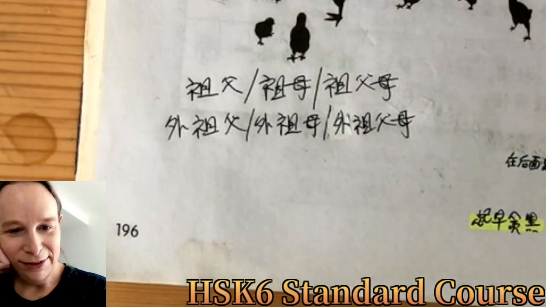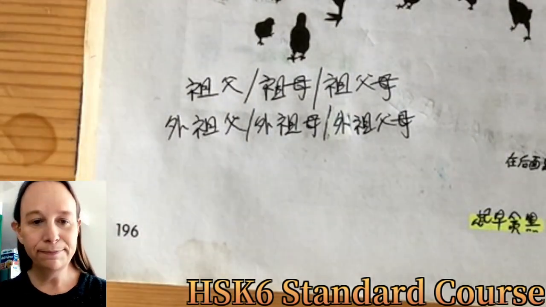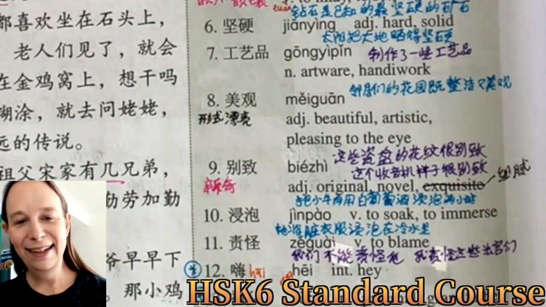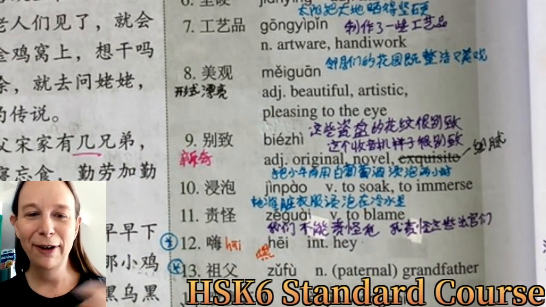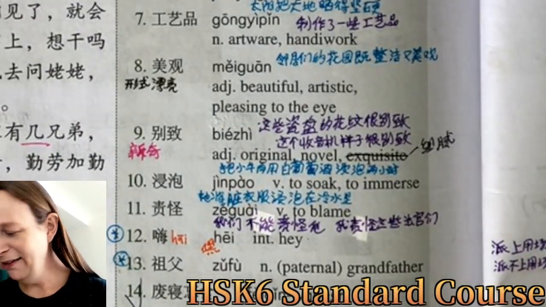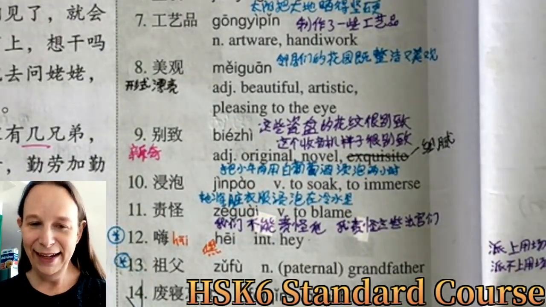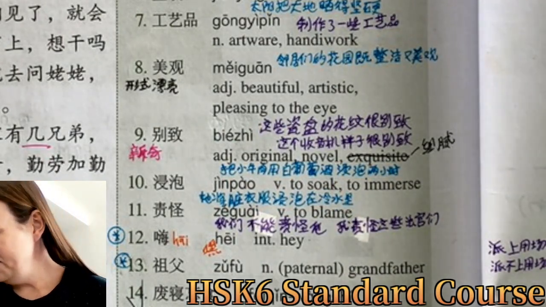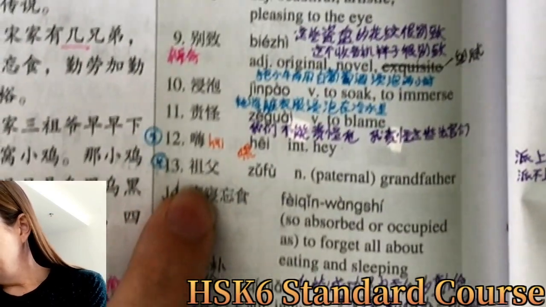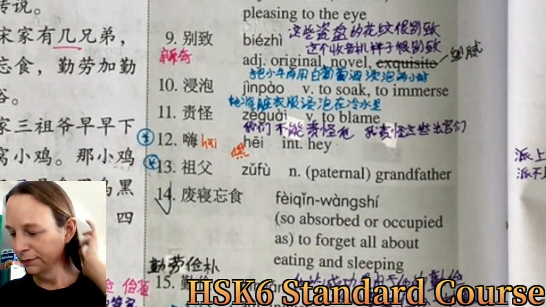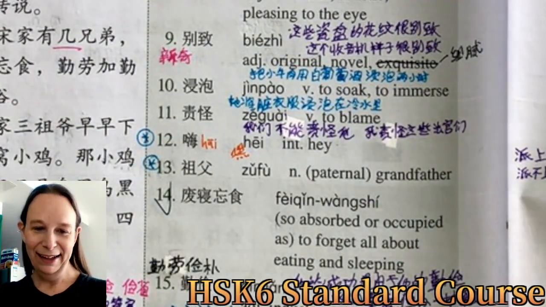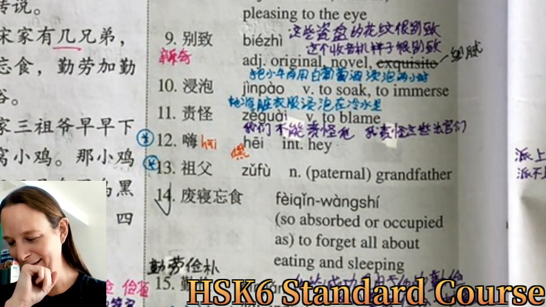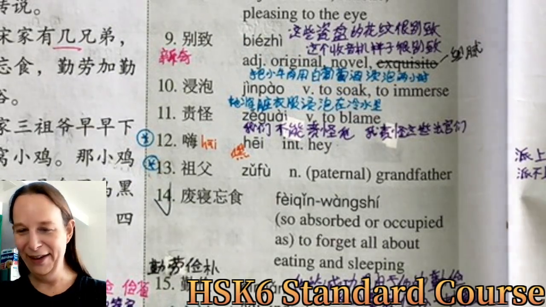When you say grandparents, you often have to say something like 姥姥、姥爷、爷爷、太太, just say all four of them to mean grandparents. In English, grandparents refers to any of your four grandparents. 祖父. All right. Where is it? Wai, your external paternal grandfather.